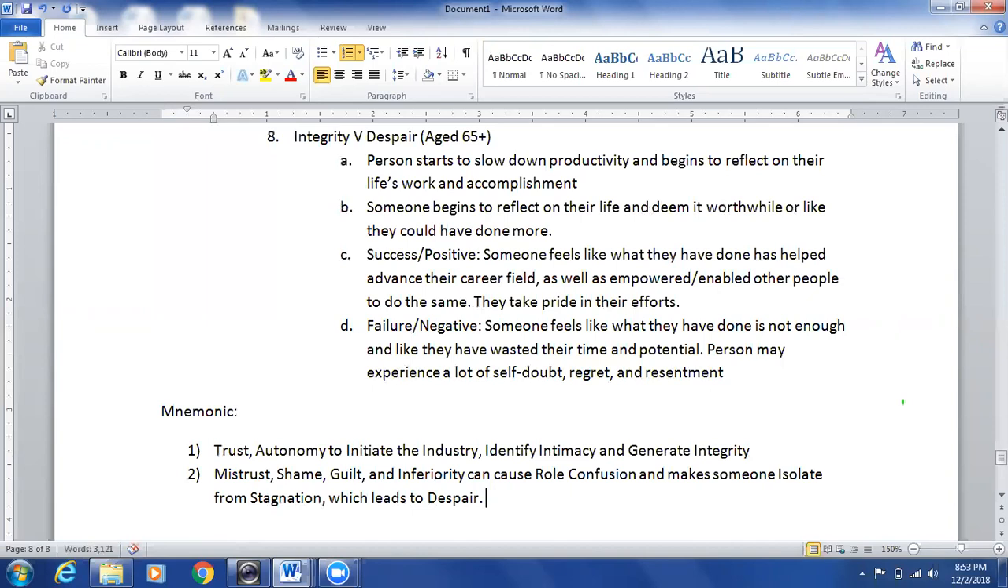So that is the mnemonic to remember the stages. So trust versus mistrust, autonomy versus shame, initiative versus guilt, industry versus inferiority, identity versus role confusion, intimacy versus isolation, generativity versus stagnation, and then integrity versus despair.